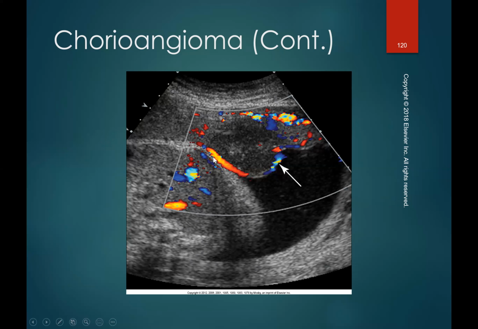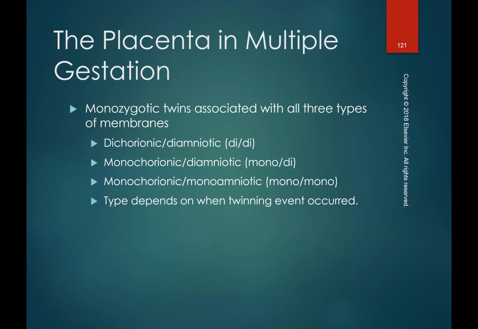This is, you'll just see an extra mass on the placenta basically, and most of the time they're usually chorioangiomas. So a little bit about the placenta and the multiple gestations. So let's talk about this.